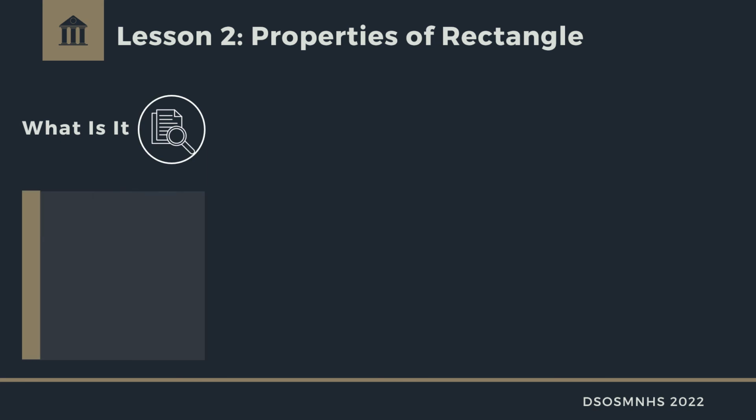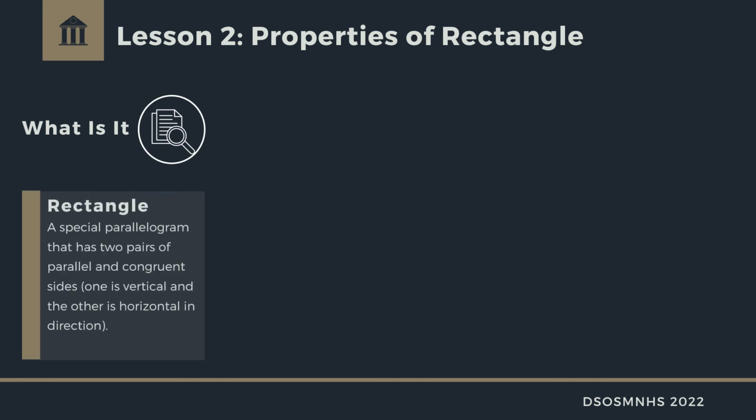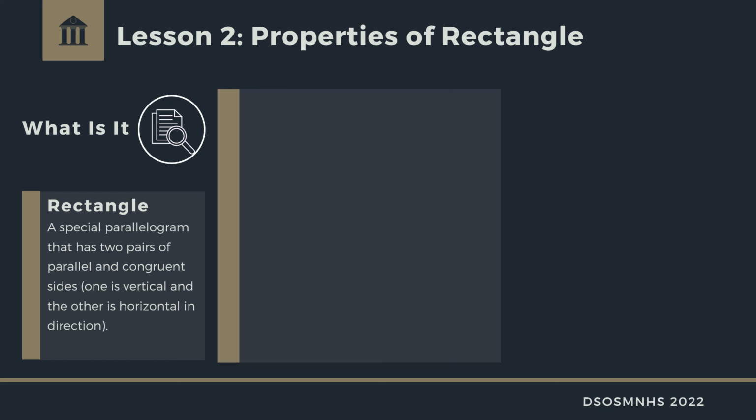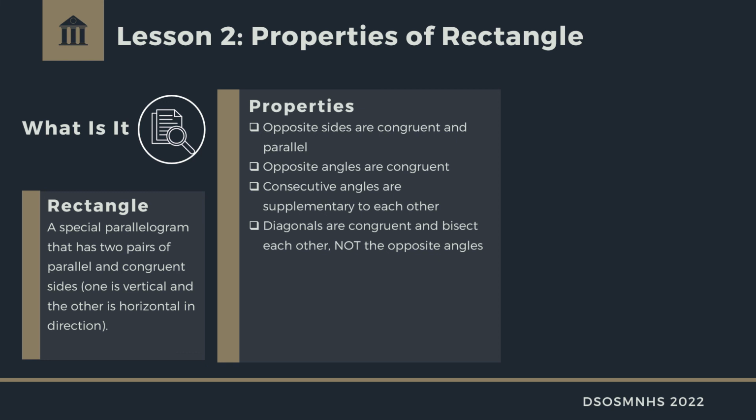So we are now into our discussion proper. What is a rectangle? A rectangle is a special parallelogram that has two pairs of parallel and congruent sides. One pair is held vertical and the other is held in horizontal direction. To illustrate the properties, we will discuss them one by one.